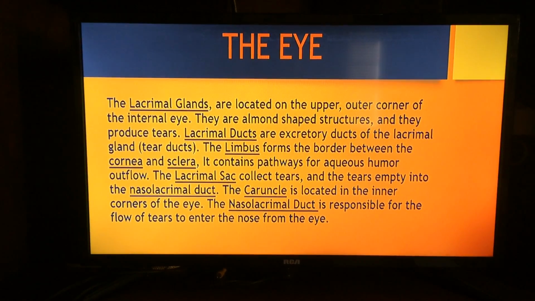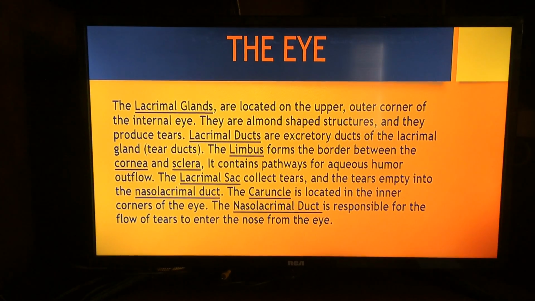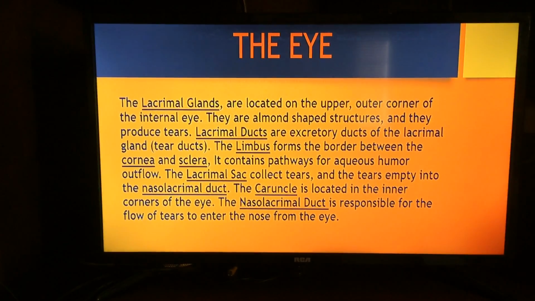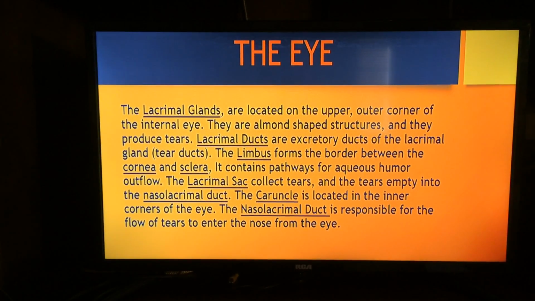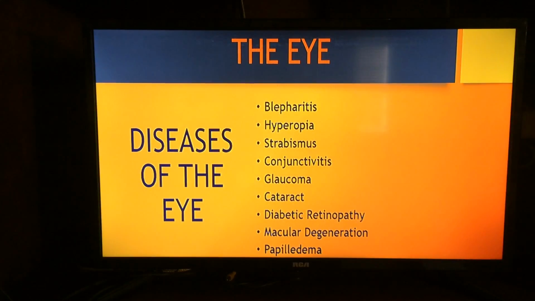The lacrimal sac collects tears, and these tears empty into the nasolacrimal duct. The caruncle is located in the inner corner of the eye. The nasolacrimal duct is responsible for the flow of tears to enter the nose from the eye.